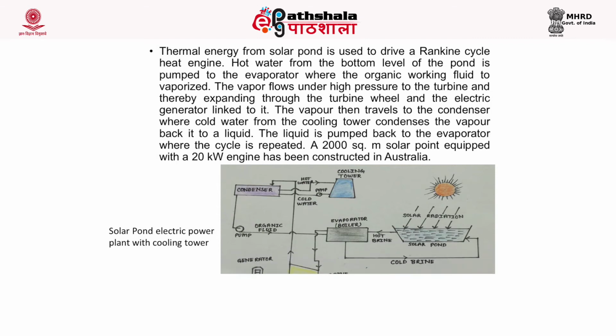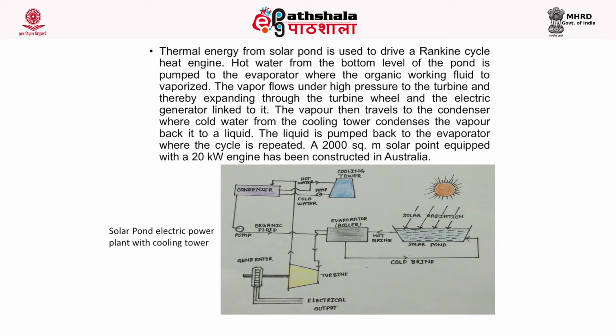The vapor flows under high pressure to the turbine, expanding through the turbine wheel and the electric generator linked to it. The vapor then travels to the condenser, where the cold water from the cooling tower condenses the vapor back into a liquid. The liquid is pumped back to the evaporator where the cycle is repeated. A 2000 square meter solar pond equipped with a 20 kilowatt engine was constructed in Australia for electricity generation.